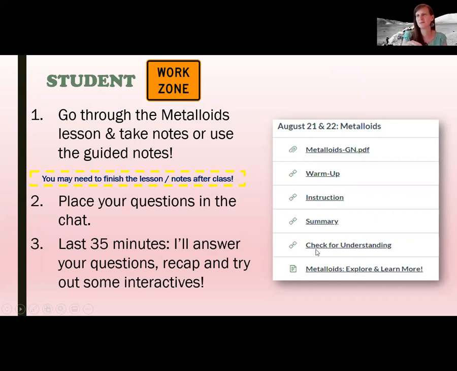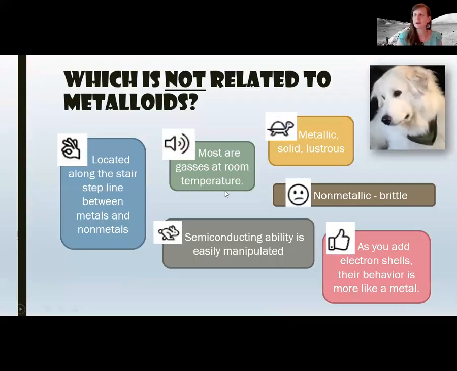This is from another teacher in physical science. Mine's called assignment check for understanding, or something like that. And that really goes through whether or not you got the gist of the lesson. And so go ahead and pause this, think about this for a minute, and there's only one here that is not related to the metalloids. And pause it because I am going to go over this right now.